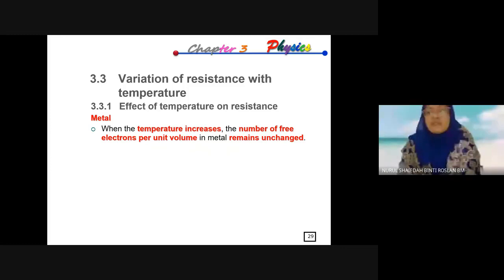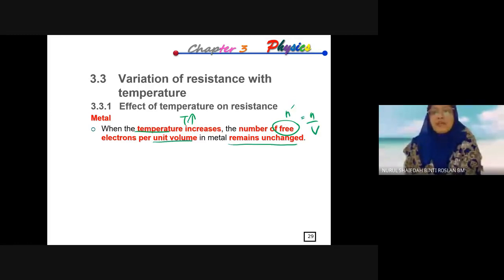In metal, when the temperature increase, the number of free electron per unit volume, N over V, remain unchanged. Okey, apa maksud dia? Okey, so you ada wire. Dalam wire ni ada 5 biji je elektron yang move freely. So kalau you panaskan, tak akan berlaku perubahan. So dia remain unchanged. Kalau N dia 5 ketul, bila you panaskan pun N dia 5 ketul.